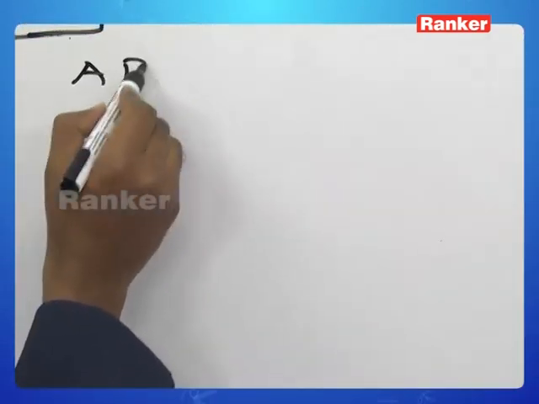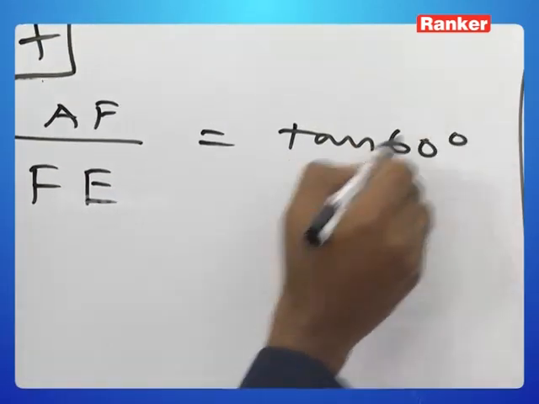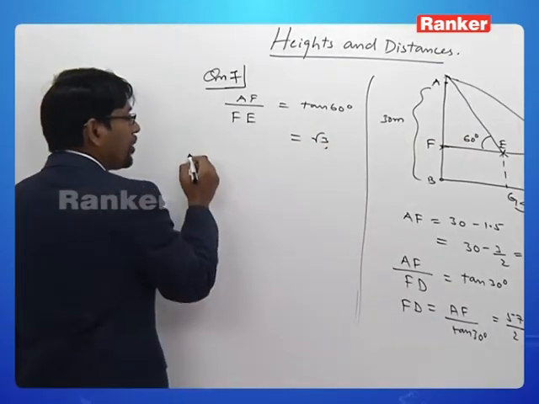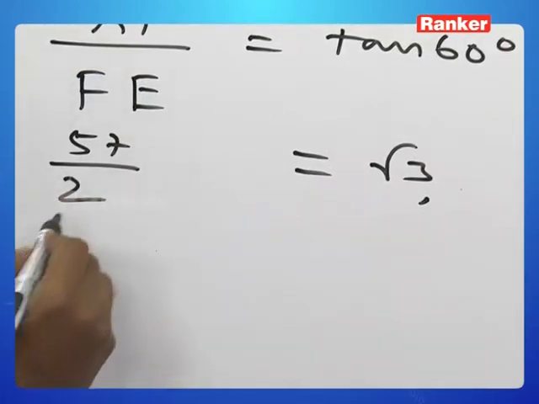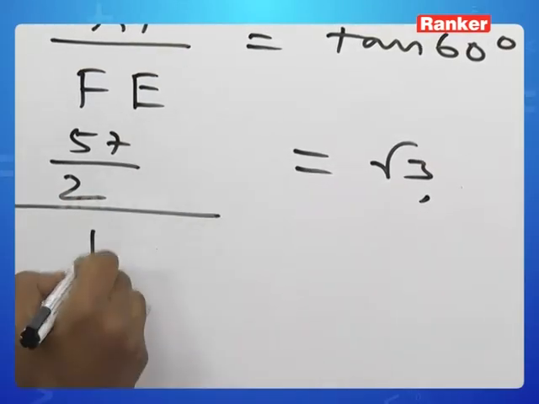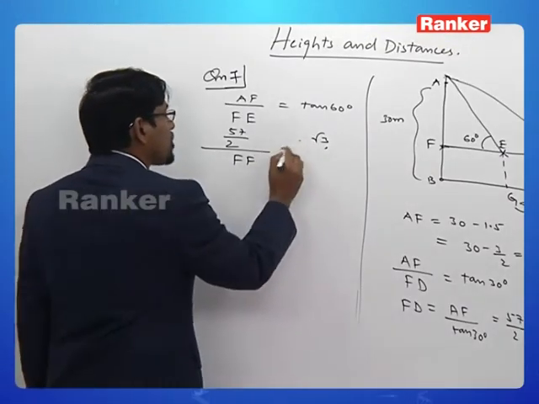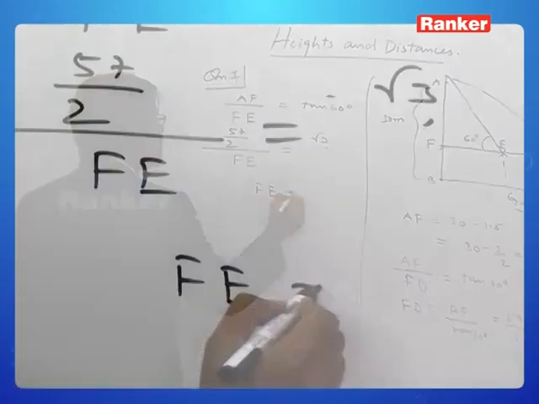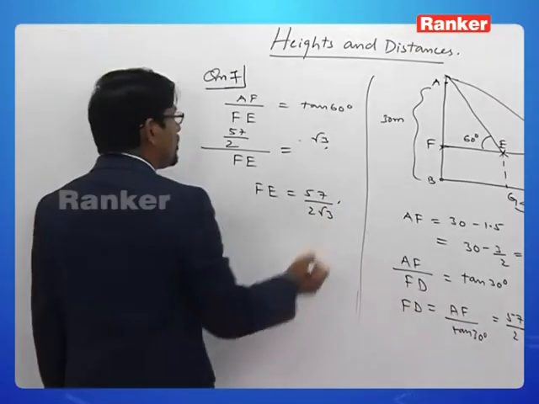Again, AF by FE is equal to tan 60. That's root 3. What is AF? 57 by 2. So 57 by 2 by FE is your root 3. So what is FE? 57 by 2 root 3 is our FE.